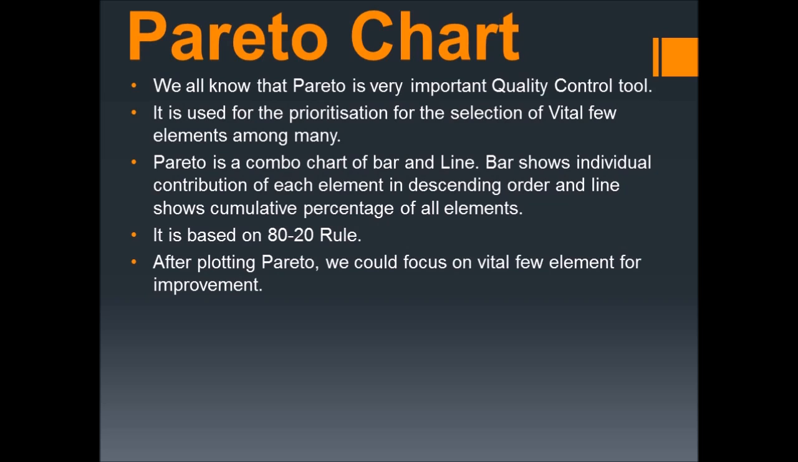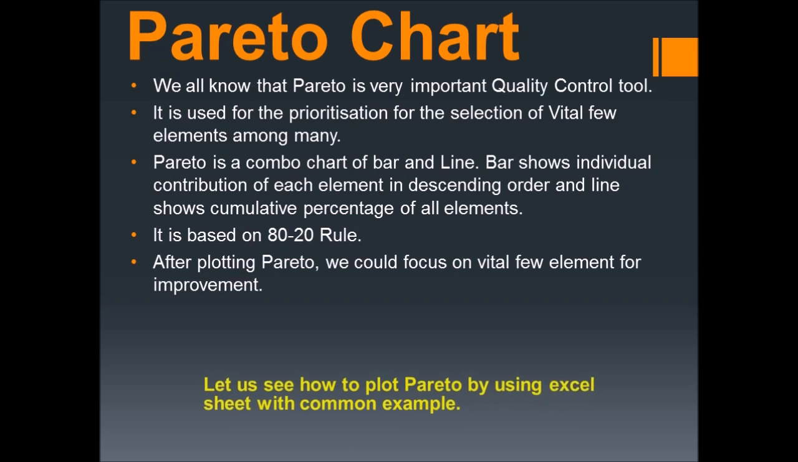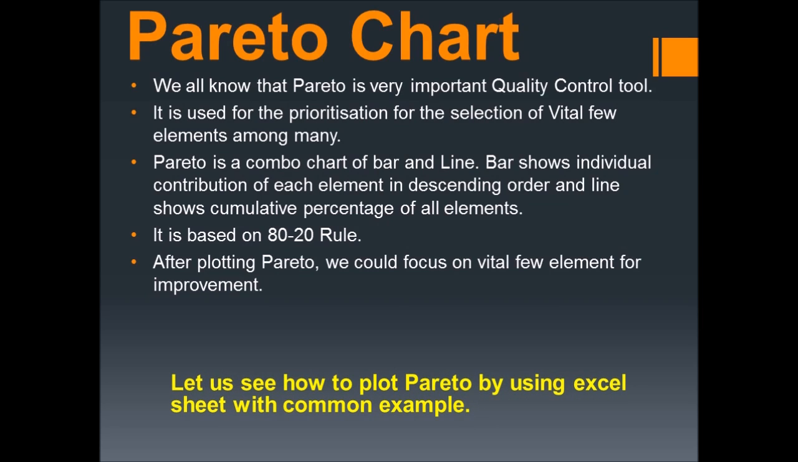Pareto is a combo chart of a bar and a line. The bar shows the individual contribution of each element in descending order, and the line shows the cumulative percentage of all elements. It is based on the 80-20 rule. After plotting Pareto, we can focus on the vital few elements for improvement.